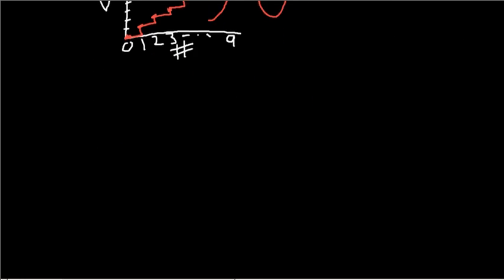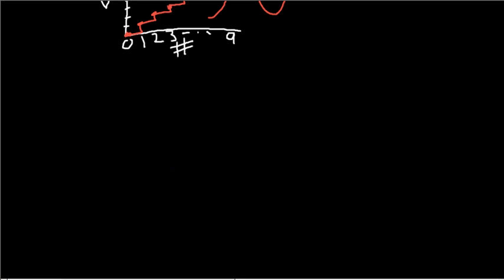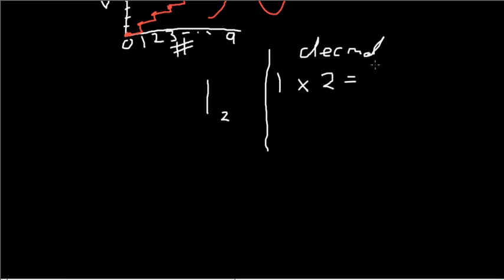Okay, so how do we work with binary numbers? So if we have a number 1, and this is looking at this as base 2, what that really means is this is 1 times 2, and over on this side I'll call this decimal. On this side, 1 times 2 is equal to 2.